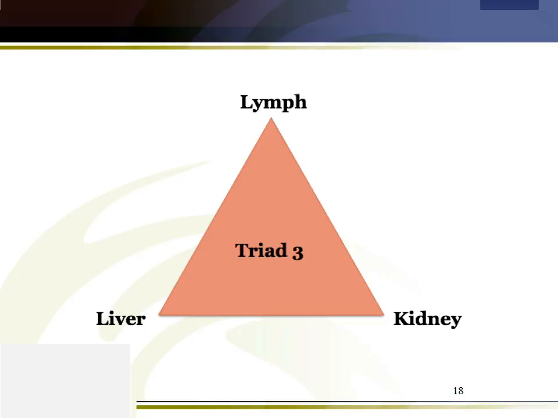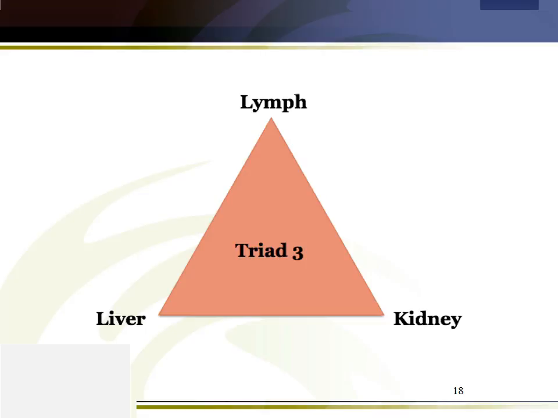The third triad is liver, lymph, kidney. And in fact, just to let you know, we've reorganized these systems. So this is actually Triad 4. But nonetheless, liver, lymph, kidney is the drainage organs in the body. It's how we deal with toxins and its exposures. It's how we get rid of waste efficiently.